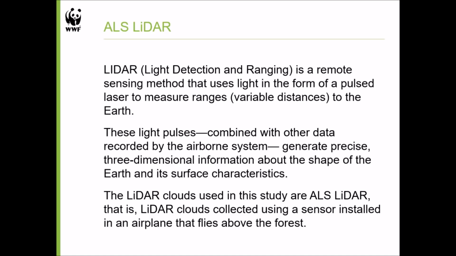If you have a satellite photograph, for example, we don't have the measurement of the distance between the canopy and the soil. LiDAR, on the other hand, gives us this solid 3D structure of the forest that's important to estimate many things like biomass. The LiDAR clouds that we are using are ALS LiDAR. That is a LiDAR cloud collected using a sensor installed on an airplane that flies above the forest. There are different kinds of LiDAR that can be used as well to deal with forestry stuff. Next slide, please.